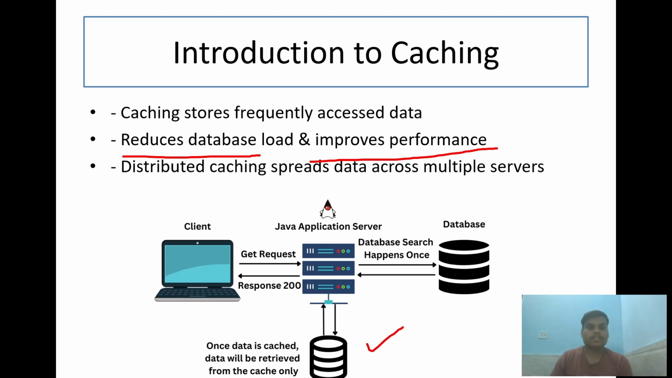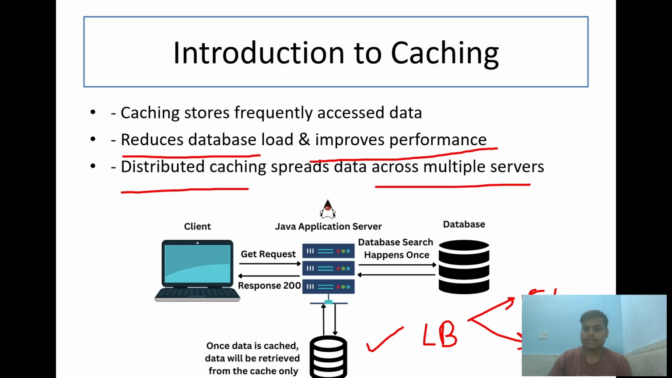This decreases the load. And distributed caching spreads data across multiple servers, which means there is a load balancer in the distributed caching, and it spreads the data across the multiple servers. For example, this is server 1, this is server 2, and this is server 3. So the load balancer will distribute the data and the load among different servers. So this is how distributed caching works.